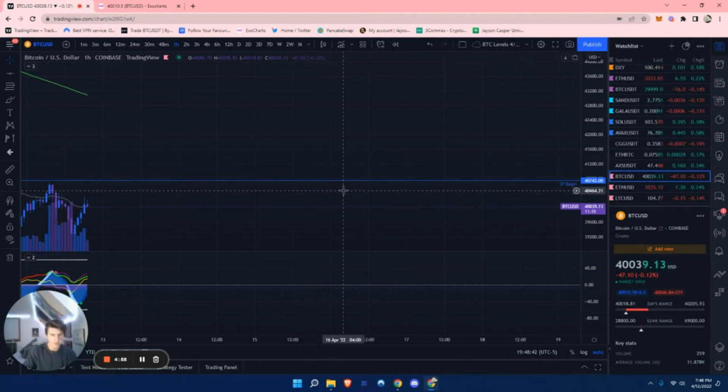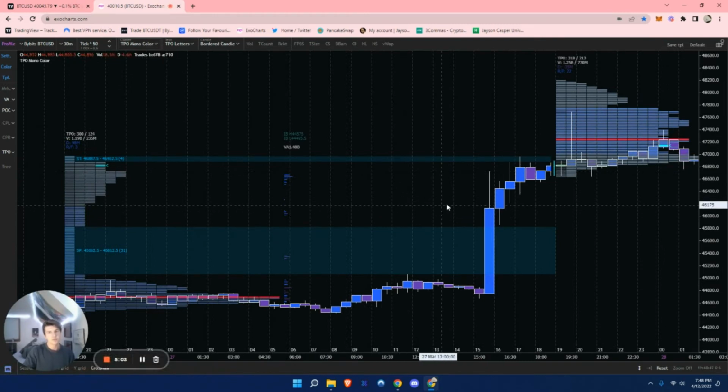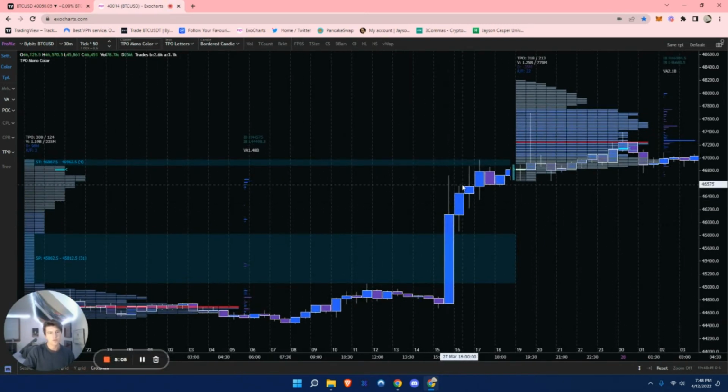So that is just something to look out for. Again, single prints can form when price quickly moves up or down. In this case, price quickly moved up, and so single prints formed right here.